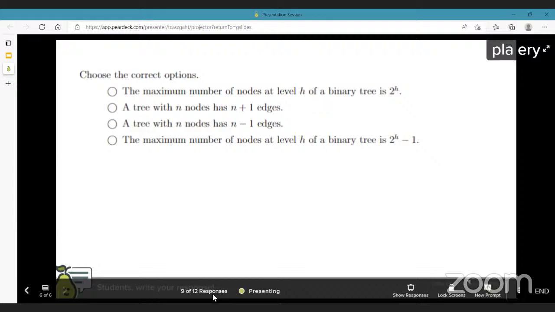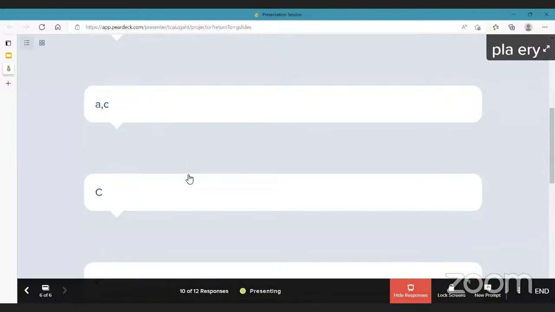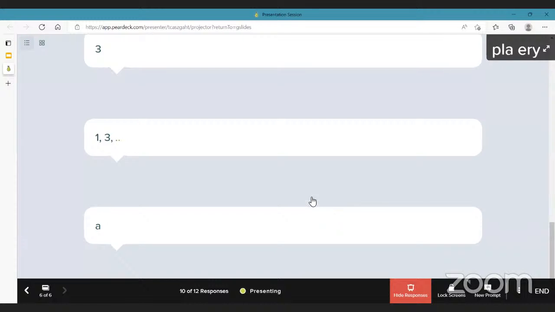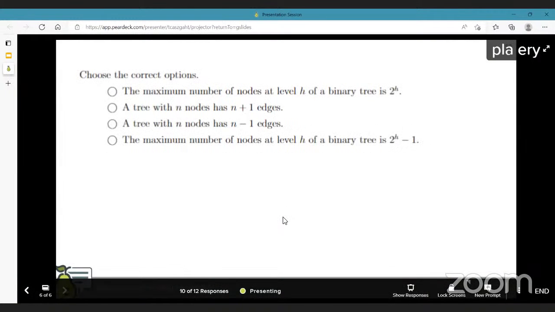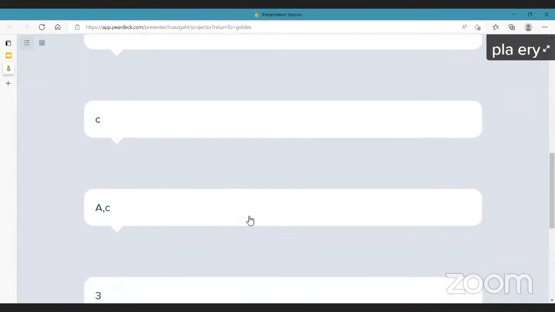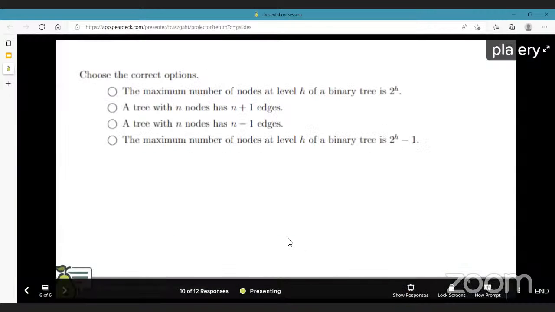Okay, so we have got 9 responses. So Subhendu, would you like to take it? Can you show the question? Okay, so the answer is, can you show the responses? Yeah, the correct answer is 1 and 3, A and C. Can anyone explain why A and C is the right answer?